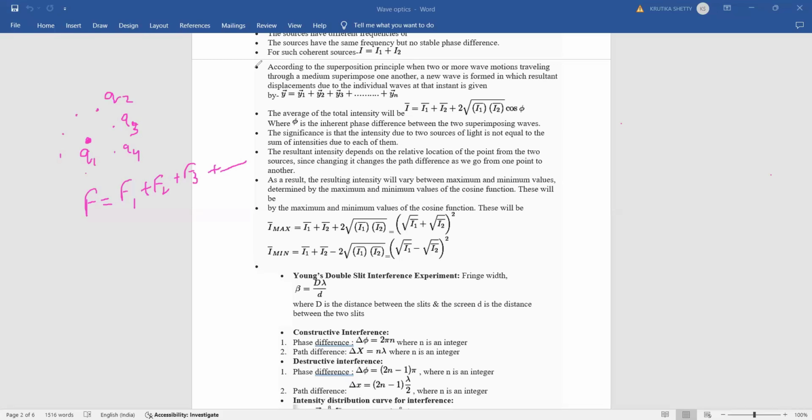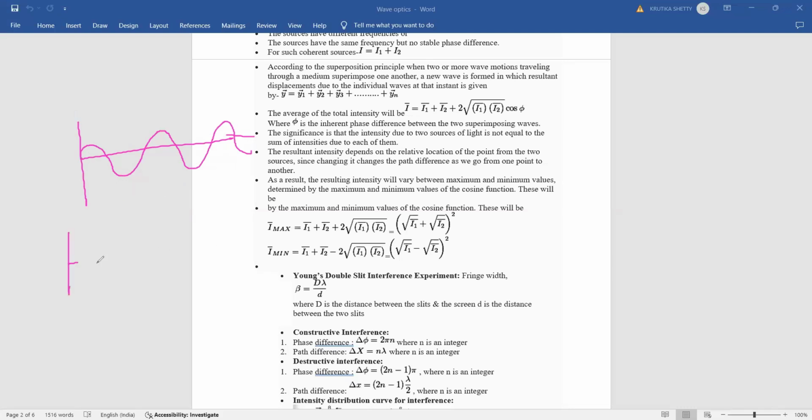So how does the superposition principle come in waves? What is the superposition principle according to wave optics? See here, according to the superposition principle, when two or more wave motions traveling through a medium superimpose on one another, what is the meaning of this? That is wave motion, and you know that we show the wave motion in this manner, right? So what they are saying is, if there are two waves traveling in the same direction, they superimpose on one another.